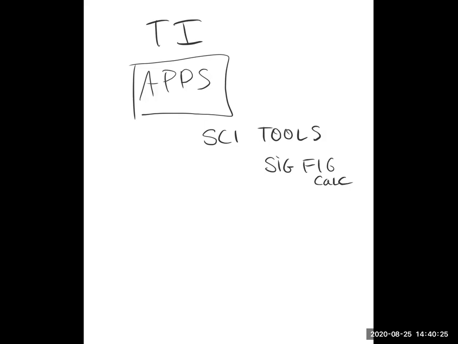So, 1.6 plus 1 plus 1.6. And they're saying in the sig fig calculator, that answer is 4 with 1 sig fig. Now, if we add it in a different order, 1.6 plus 1.6 plus 1, they're still saying the answer is 4 with 1 sig fig.